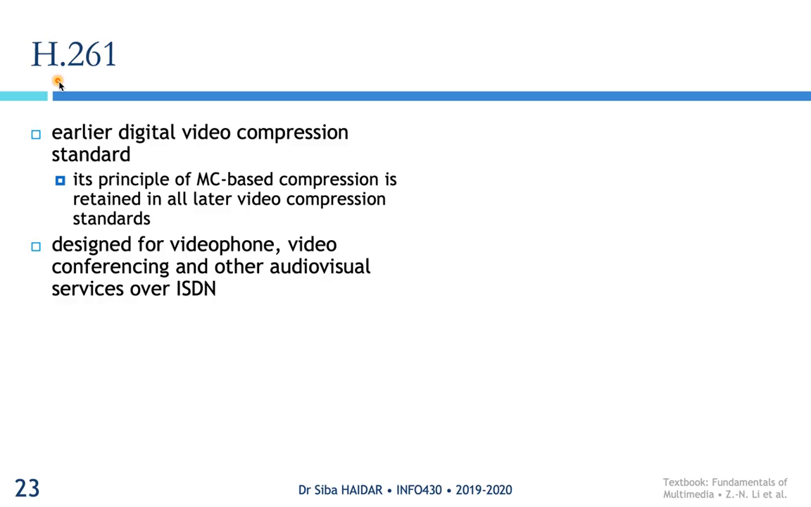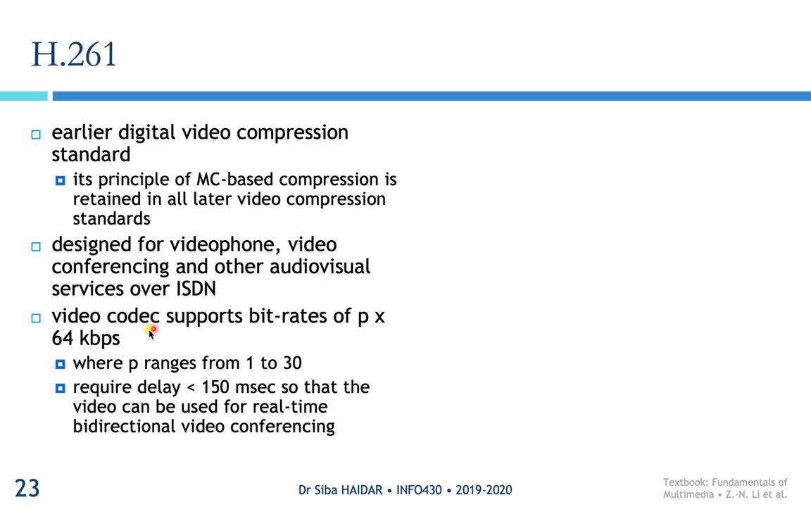So why was this standard designed? It was designed for video phone, video conferencing, and other audiovisual services over ISDN. So we had video conferencing before Zoom and Microsoft Teams, but with very low rates. The video codec supports bit rates of p times 64 kilobits per second. You have to make the coding able to pass in a multiple of 64 kilobits per second.